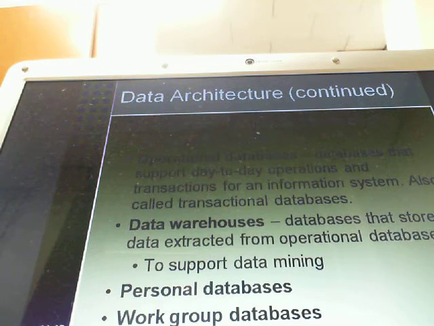Now, data architecture continued. Data is stored in some combination of conventional files; operational databases, which are databases that support day-to-day operations and transactions for information systems, also called transactional databases; data warehouses, databases that store data extracted from operational databases to support data mining; personal databases; and workgroup databases.